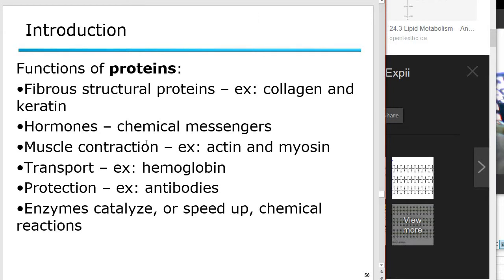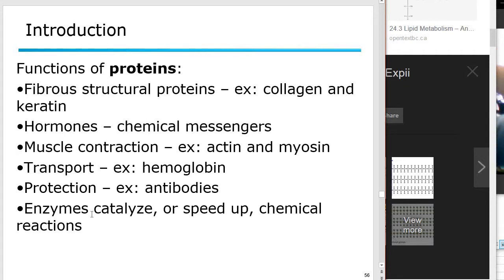Now, proteins, they have lots of different functions. These are really what carry out most of the functions in our body, our proteins. We have structural proteins, such as our hair and our nails. We have proteins that are hormones. Our muscles contract using proteins. Our proteins move things around our body and within our cells. They protect us using, for example, antibodies. Antibodies are proteins. And they also form enzymes.